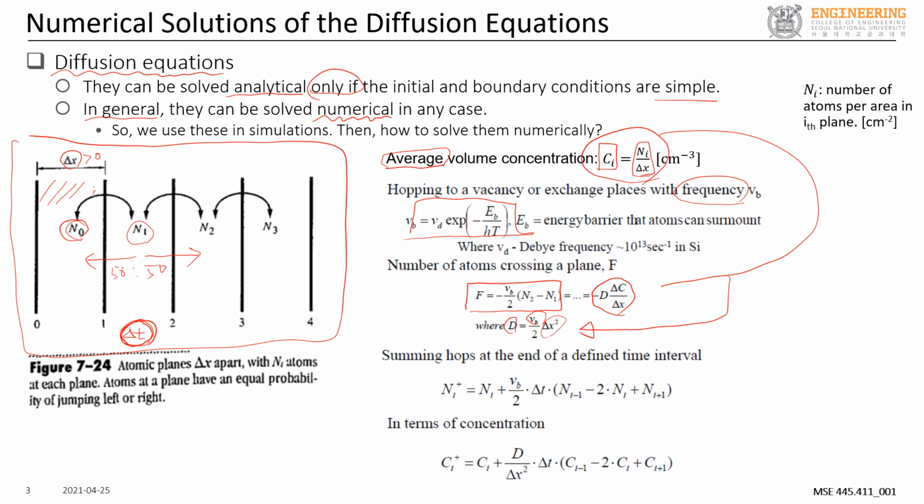But anyway, what we actually want to know is how much does it change? What's the new concentration after time delta t? And this is the equation you can use. Or if you change this to an actual volume concentration, you can divide the whole thing by delta x. You will get something like this, so you are replacing the Debye frequency with D and the equation from above.